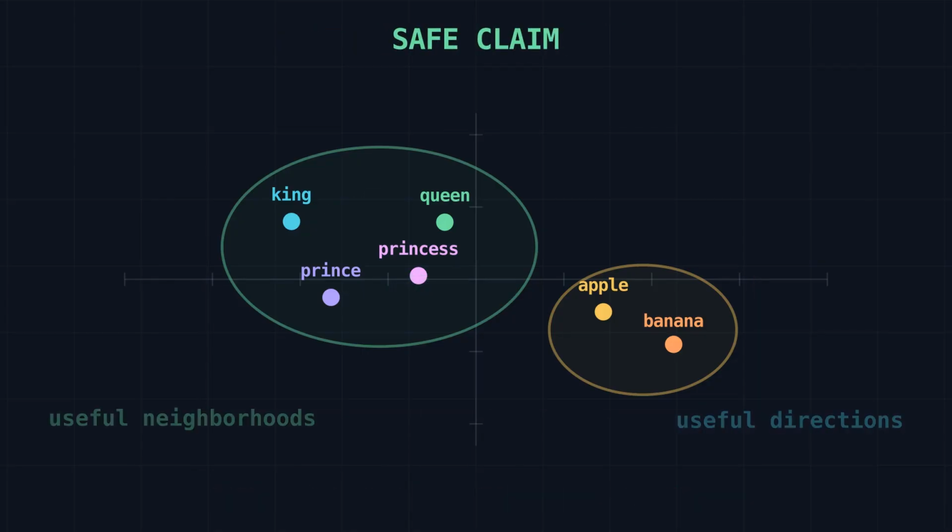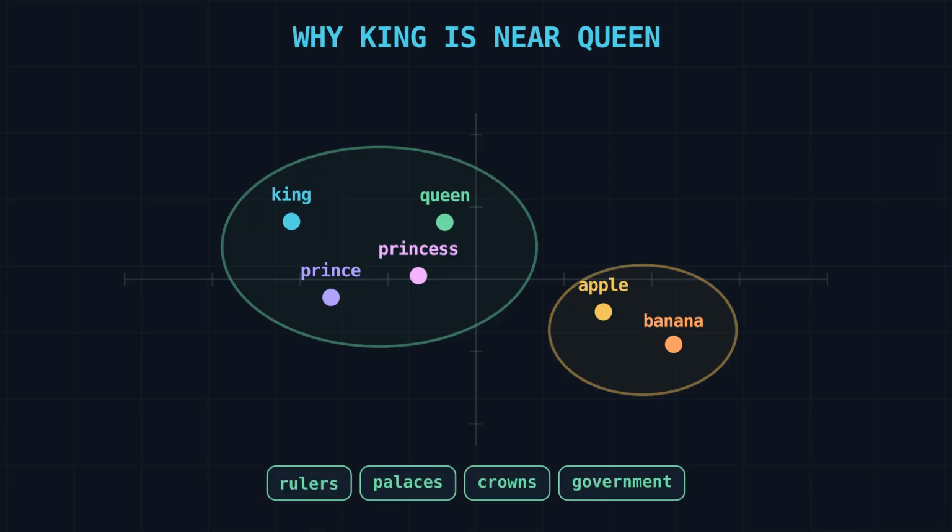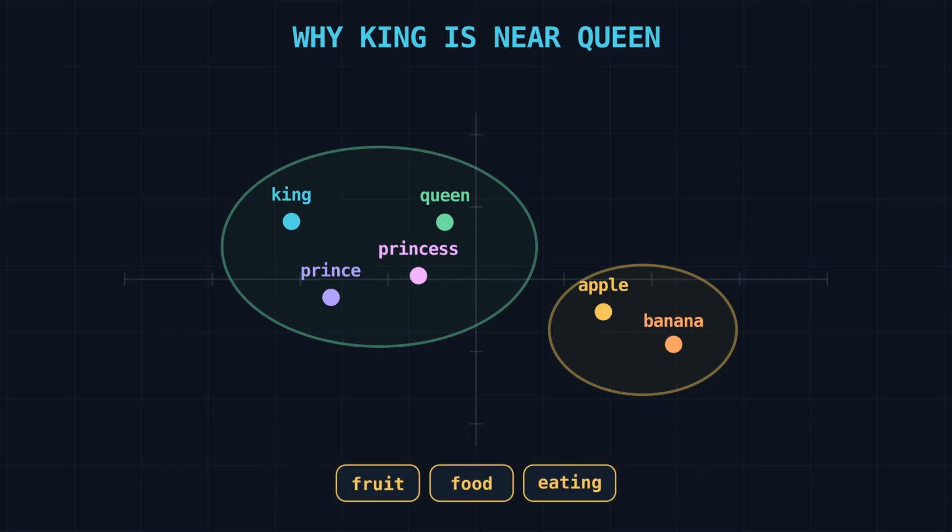The safer lesson is smaller. A trained vector space can contain useful regularities in neighborhoods and directions. It gives the model something richer than an arbitrary ID. And it gives our thumbnail its answer. King and queen are close because training found it useful to represent patterns they share. Banana participates in different patterns, so it tends to occupy a different region.